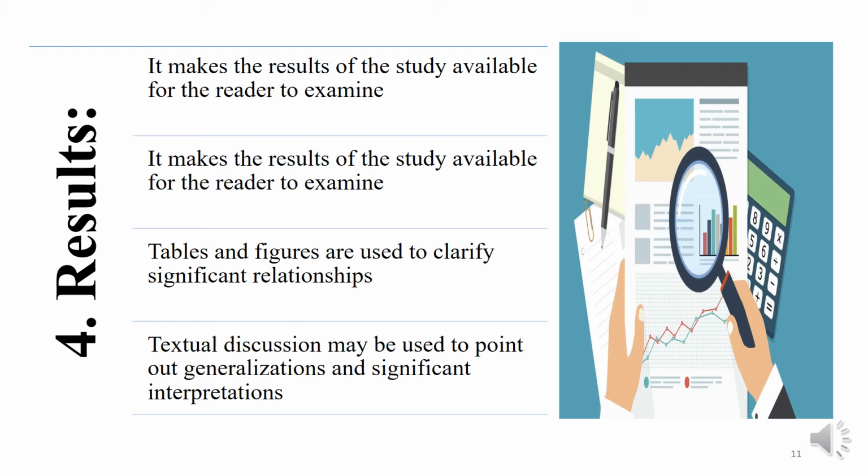Tables and figures are used to clarify significant relationships. Good tables and figures are constructed and titled so they are self-explanatory. So they should be relatively simple, pointing up one or two significant relationships. Textual discussion may be used to point out generalizations and significant interpretations, but not to restate the information that they have presented.